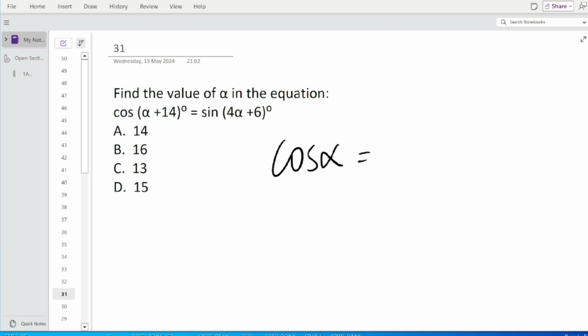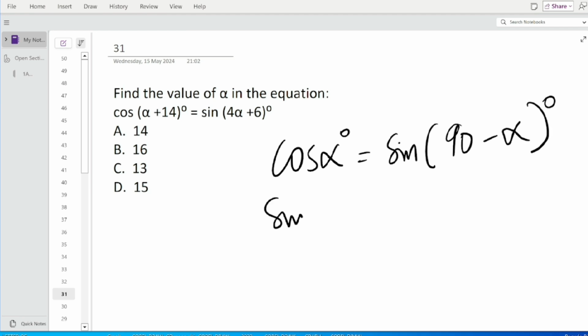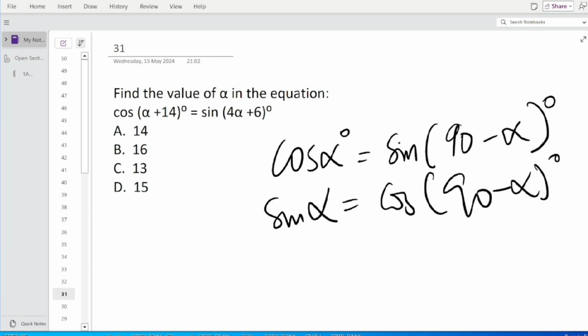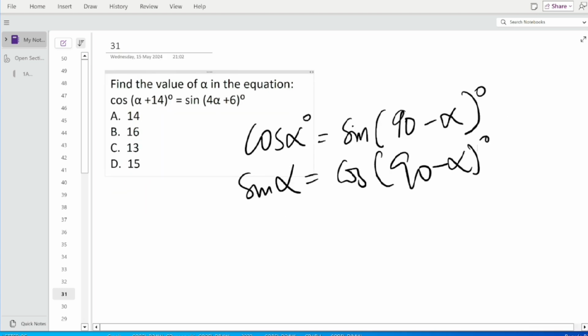alpha is equal to sine (90 minus alpha). It also says sine alpha is equal to cos (90 minus alpha). These are laws surrounding this kind of question. So let's say we have this, and for you to solve, you have this question.